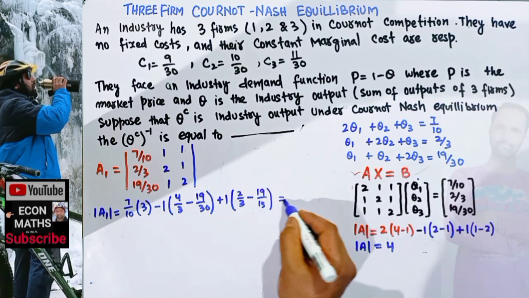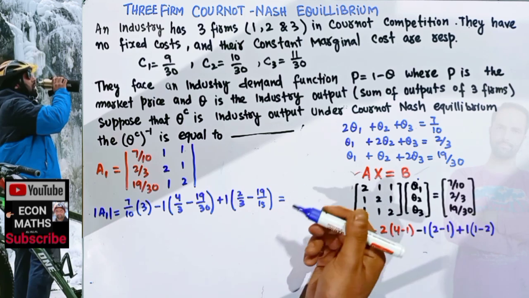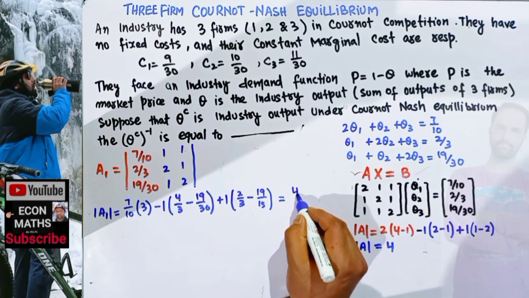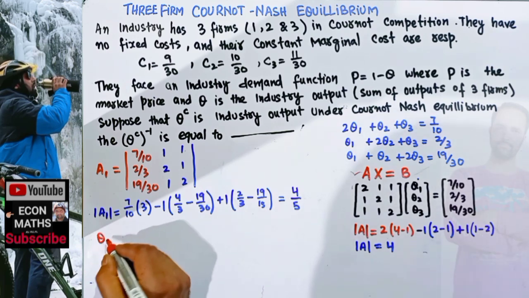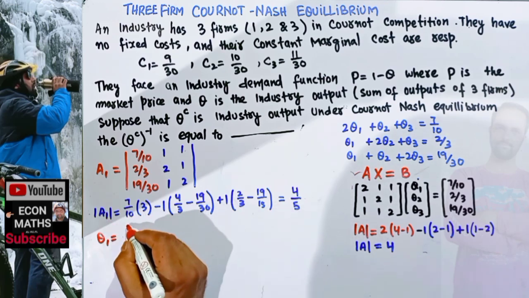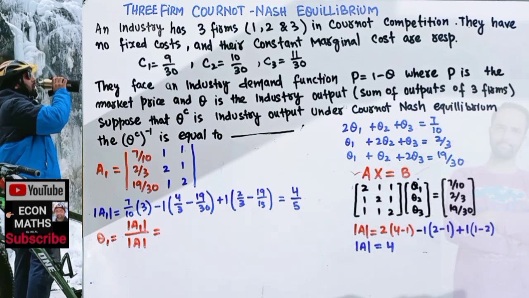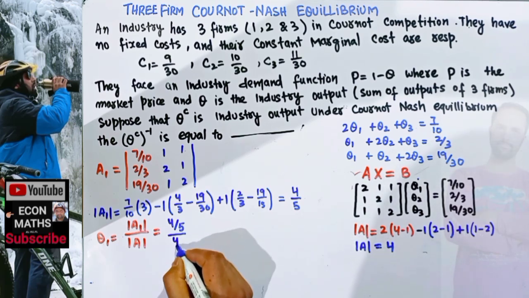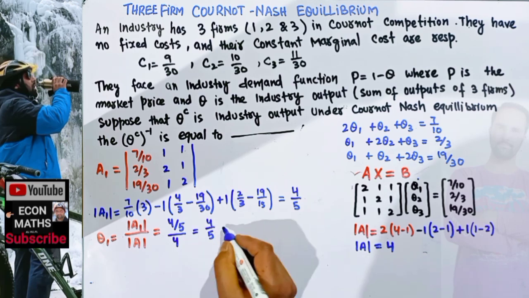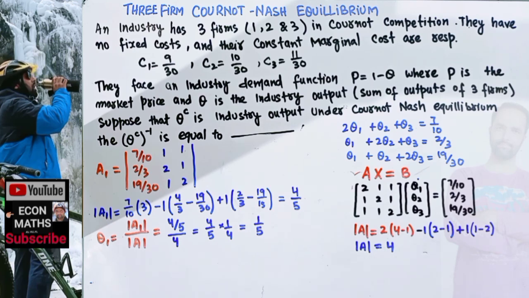When you take the determinant, we will get the value of A1 equal to 4 upon 5. Now what will be the value of q1? That means the quantity supplied by firm 1 will be equal to the determinant of this new matrix, that is A1, divided by the determinant of the coefficient matrix. So here we have 4 upon 5. To this we divide this 4. This will become 4 upon 5 into 1 upon 4. That means we will get 1 upon 5. So the quantity supplied by firm 1 will be equal to 1 upon 5.